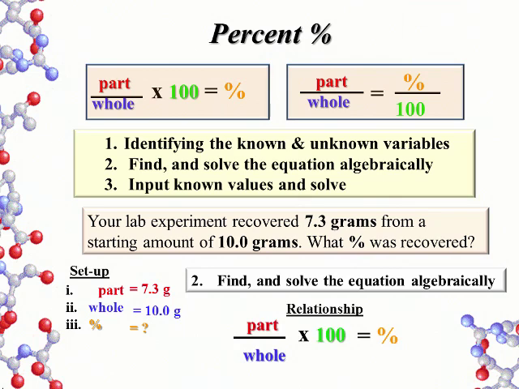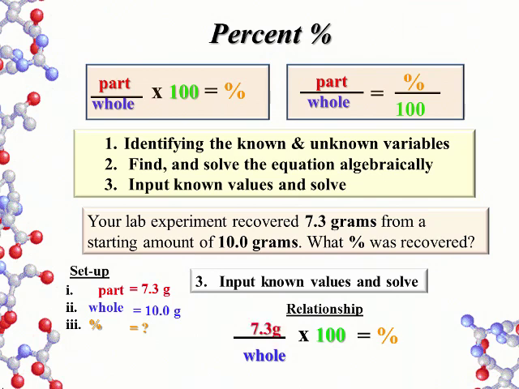The percent equation. We can make our work easier if we choose the one already solved for percent. Now we can move on to the third step: input known values, and solve. The part, 7.3 grams. The whole, 10.0 grams. Multiply by 100 gives 73%. The lab had a 73% recovery.